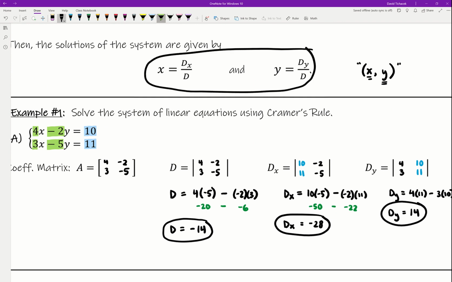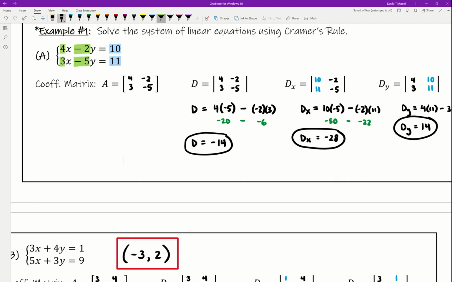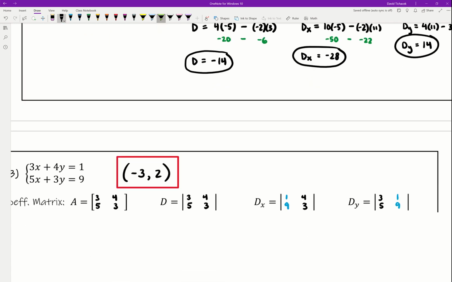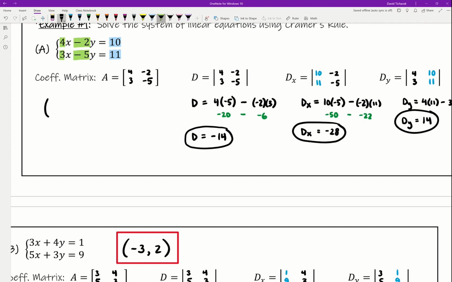To get our x-coordinate, we're just simply going to do dx divided by d, and to get our y-coordinate, we just simply need to do our dy divided by d, okay? And so I'll just do that over here really quickly, right? So our answer to the problem, I'll just go ahead and write myself an ordered pair here.